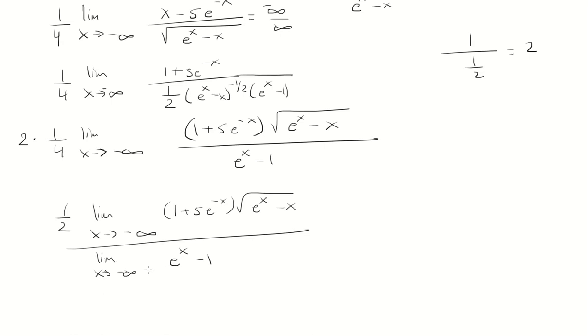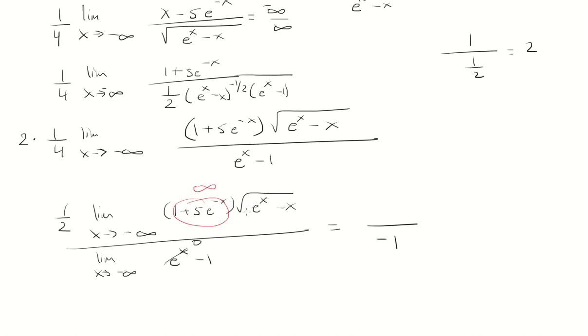Now notice that e^x approaches 0 as x approaches negative infinity. So this will go to 0, so the bottom will go to negative 1. And the top, e^(−x) is going to positive infinity. So this whole thing right here is going to positive infinity.